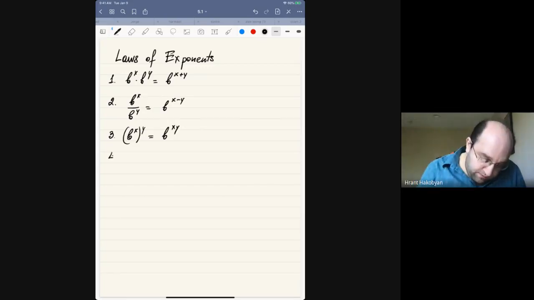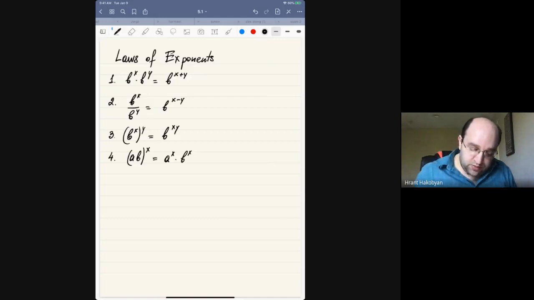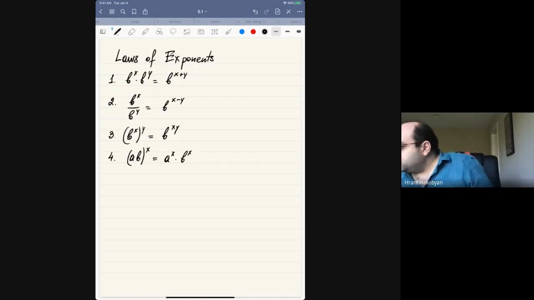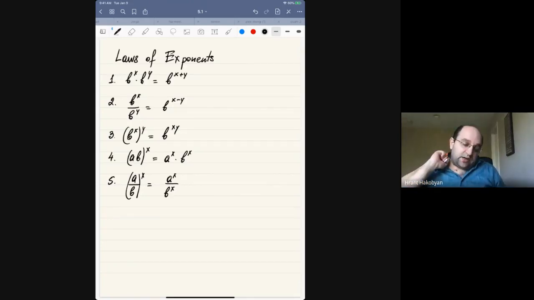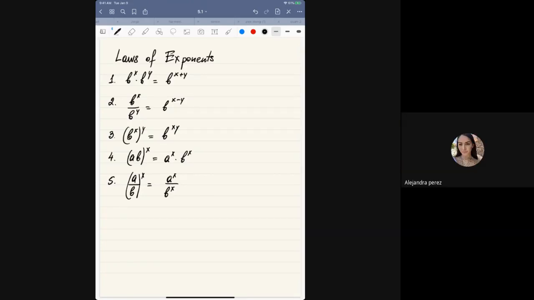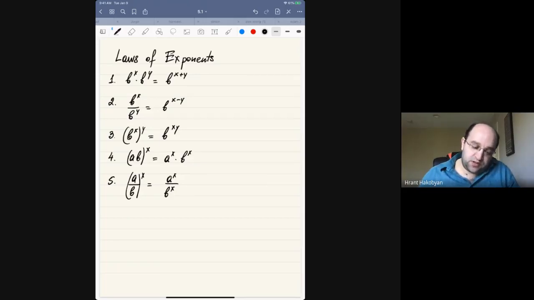Number four, if you have two bases, you multiply them and raise the product to the same power, that's the same as multiplying the exponentials. Number five is the same thing but with a ratio: a divided by b, to the power x, is a to the x over b to the x. Those are the rules we will be using for the examples we do next.